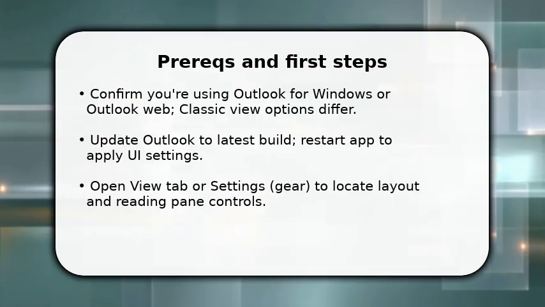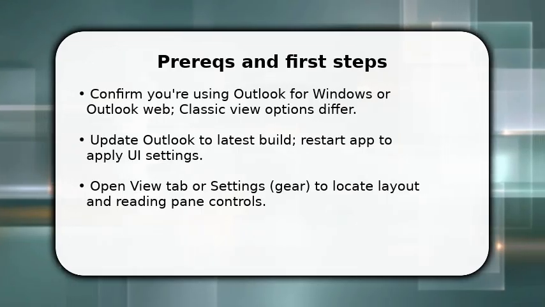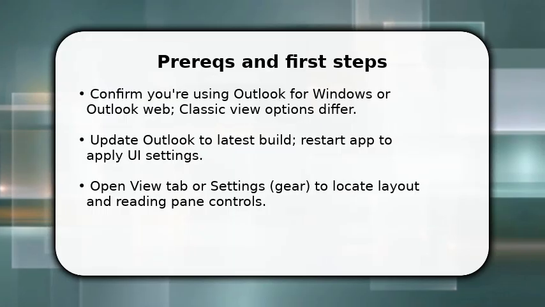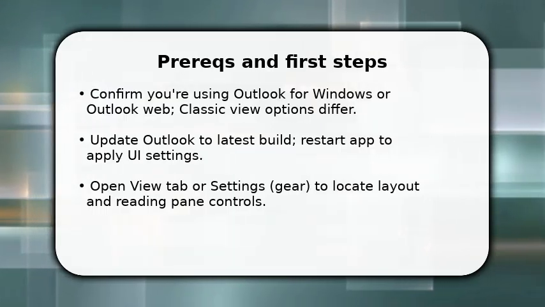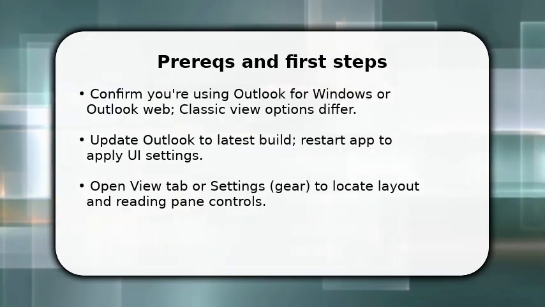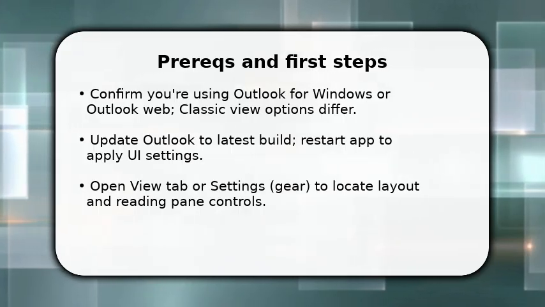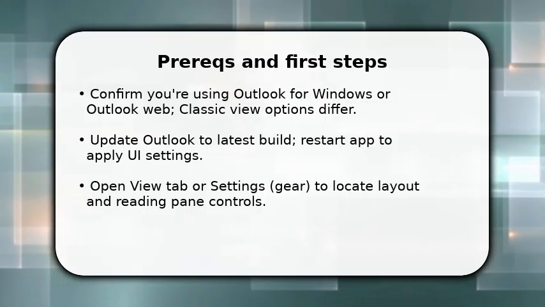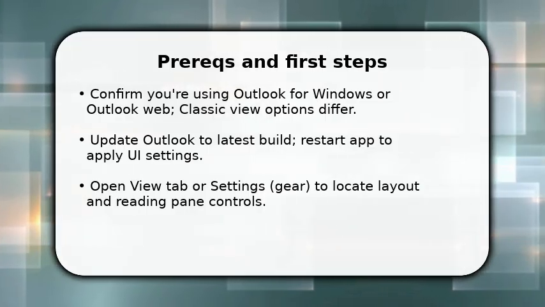You start by confirming your Outlook version and updating the app so interface options appear. Once updated, restart Outlook and go straight to the View tab (Desktop) or Settings Gear (Web). You want to expose layout, reading pane, and message preview controls first. Make sure your mailbox is in a standard folder like Inbox so changes apply predictably.